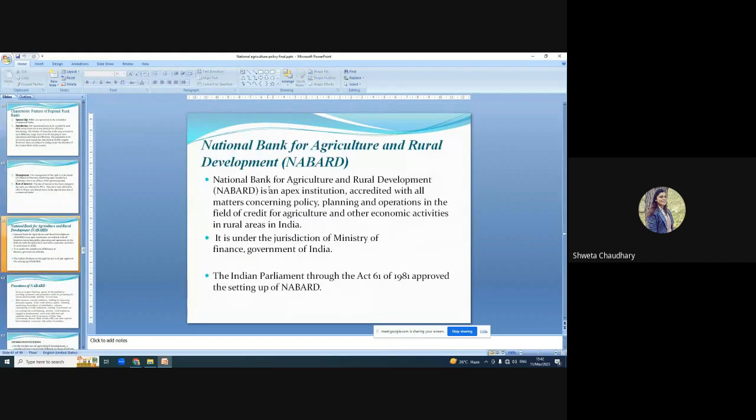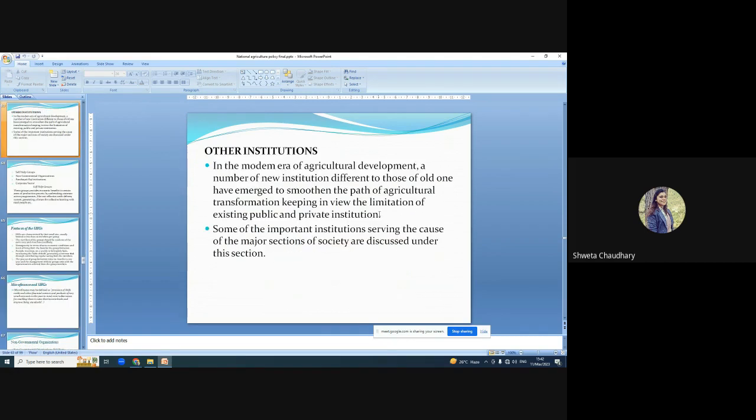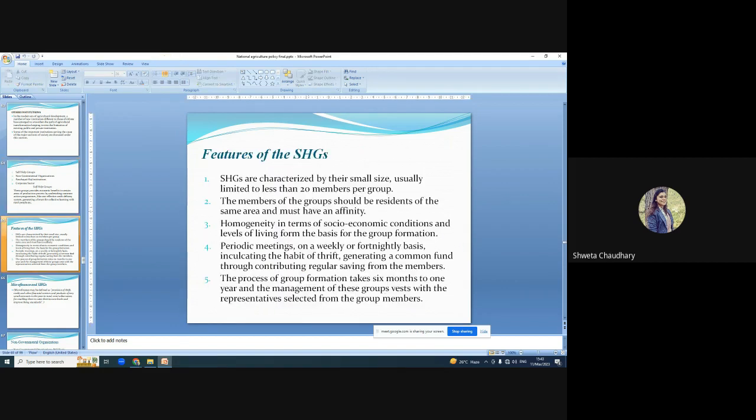Then we have NABARD, that is the central bank for agriculture. The basic function of NABARD is to provide all types of production facilities, investment, and marketing facilities to the farmers. Then we have other institutions, like self-help groups, non-government organizations like NGOs, Panchayati Raj institutions, and corporate sectors for the development of the farmers.